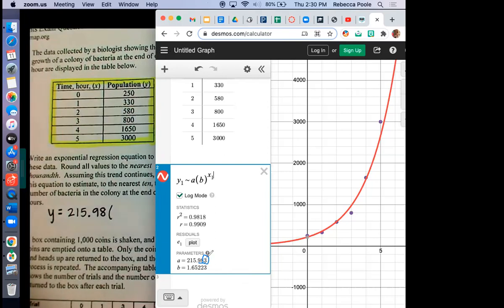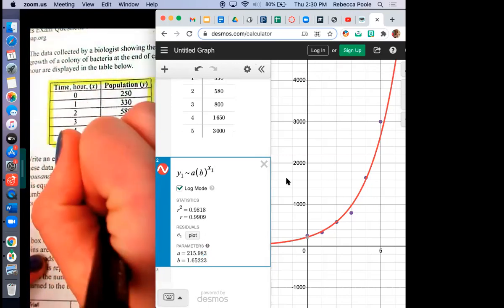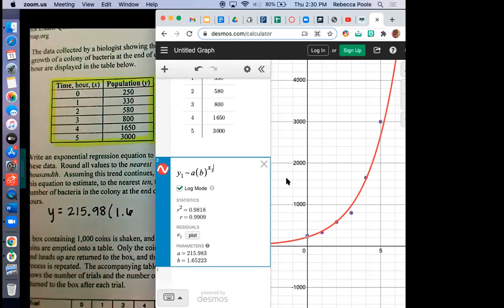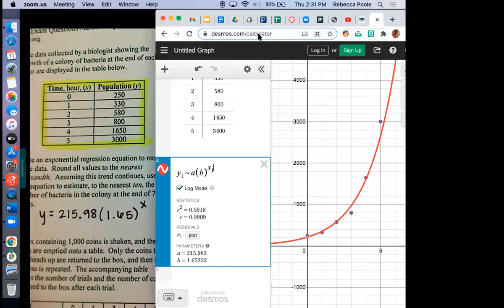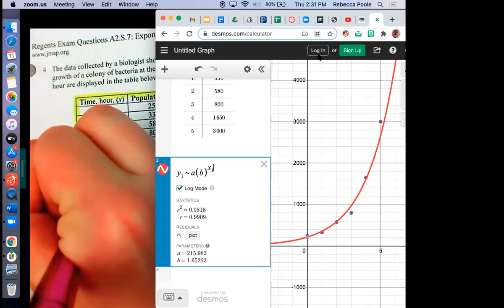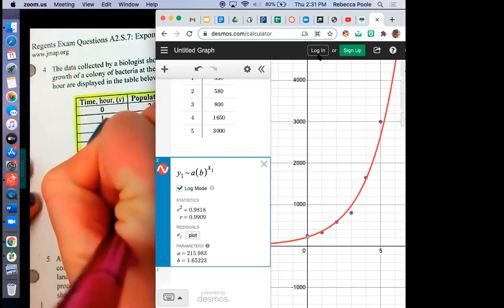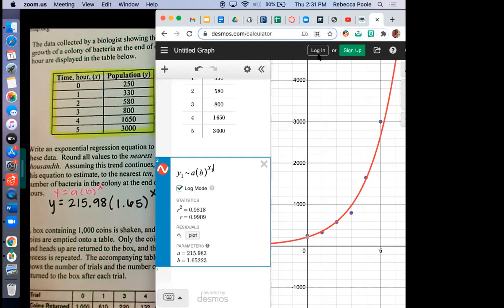Times, what's the B value? You can see it on your screen. Round it though. 1.6, what? Okay, I'll come look in 1 second. 1.65, good. Raised to the X. That is the equation that you should get. Just remember, y'all, it's an exponential equation, so it should be y equals a times b to the x. All I did was put the a and the b that they gave me into the equation.